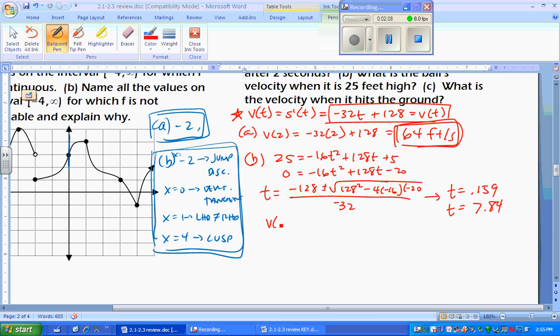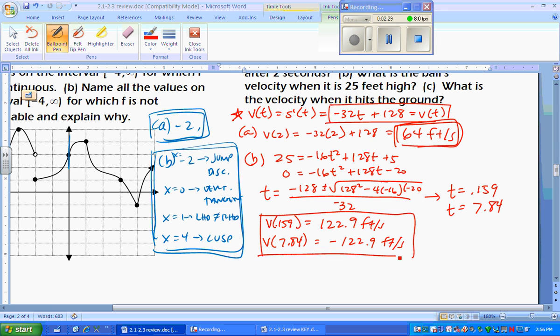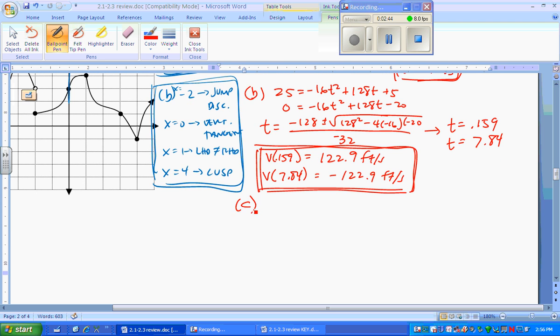Now to find velocity at these times, we just have to put that into our original velocity function that we figured out. So velocity at 0.159 should come out to 122.9 feet per second. Velocity at 7.84 comes out to negative 122.9 feet per second. Ball goes up, hits 25 feet, it's going up, has a positive velocity, then keeps going and starts going down, has a negative velocity.